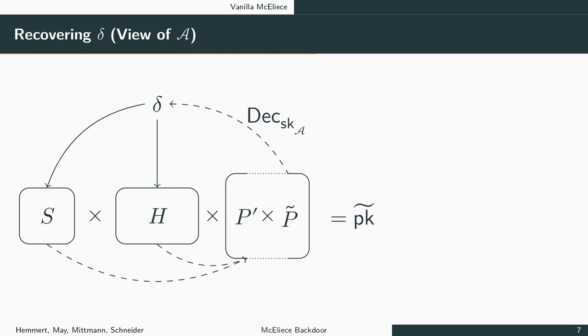As before, this can be constructed by simply sorting the columns of S times H, which gives us the permutation P prime. Now we have all the original components used to construct the secret key of the user. So we can combine the two permutations as before and return the secret key.